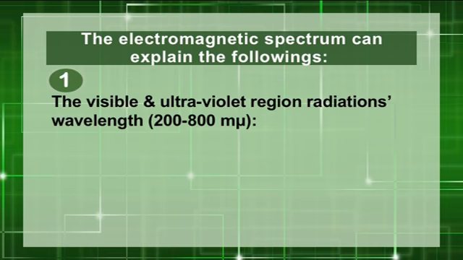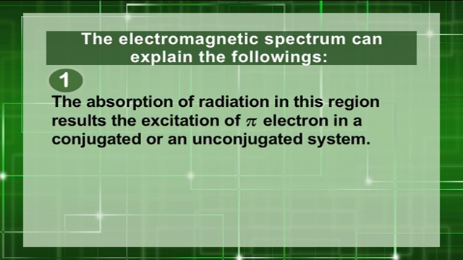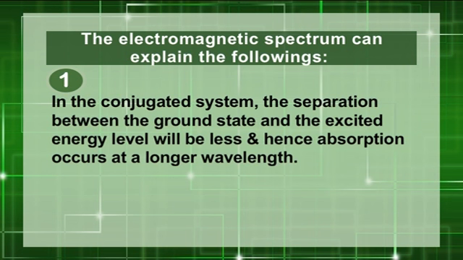In the visible and ultraviolet region, radiation wavelength between 200 to 800 millimicron, the absorption of radiation in this region results in the excitation of pi electrons in a conjugated or an unconjugated system. In the conjugated system, the separation between the ground state and the excited energy level will be less, and hence absorption occurs at a longer wavelength.